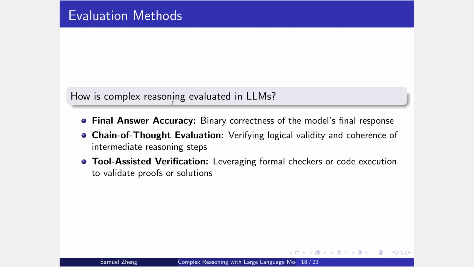So I'd like to now talk about the evaluation methods. How do we measure whether these techniques actually work? Evaluation in complex reasoning involves several approaches. The most straightforward is final answer accuracy, simply checking whether the model's final answer is correct. However, this binary measure often doesn't capture the quality of the reasoning process.